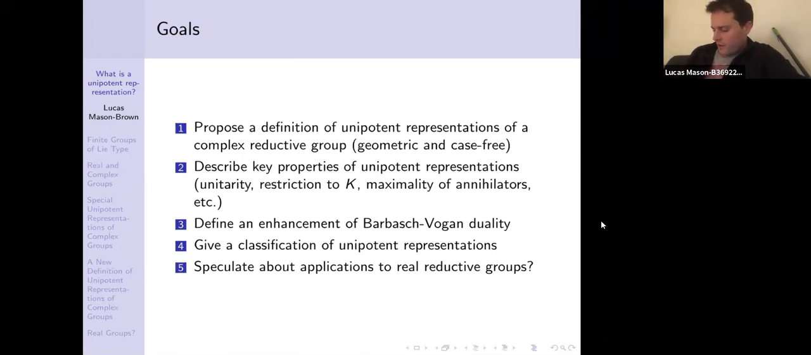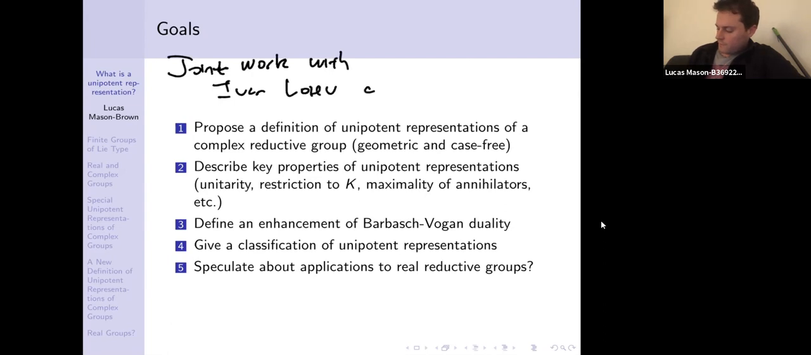But before I go any further, I just want to mention that this is almost all, except for maybe a few comments at the end, joint work with Ivan Losev and his graduate student, Mitya Matvievsky.